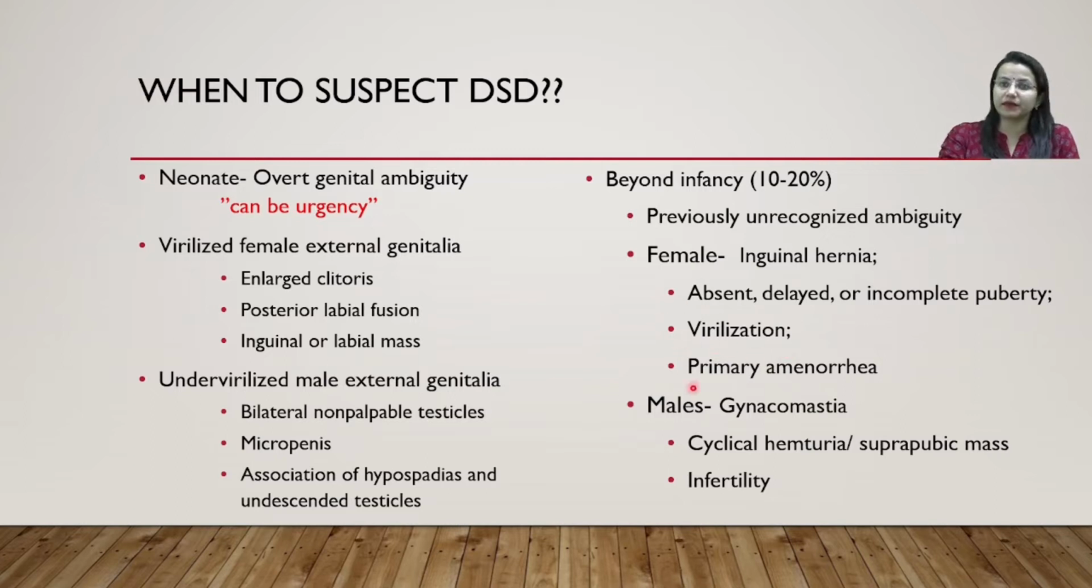Then they can present with primary amenorrhea. For males, they may have gynecomastia, which is development of the breast tissues. They may have cyclic hematuria or a suprapubic mass, or they may present with infertility. So these are the situations where one must suspect a case of DSD.